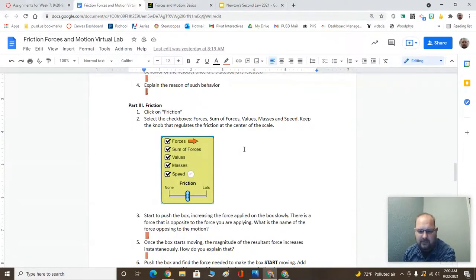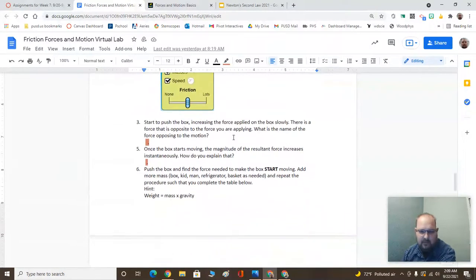And it says, keep the knob that regulates friction center of the scale. Start to push the box, increasing the force applied on the box slowly. There's a force that is opposite to the force you are applying. What is the name of the force opposing the motion?